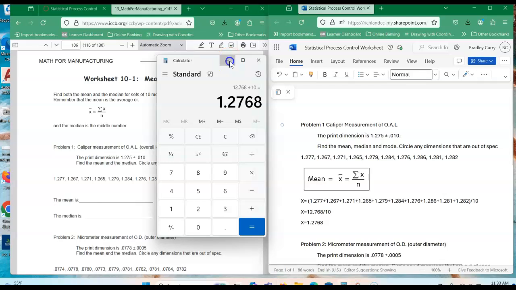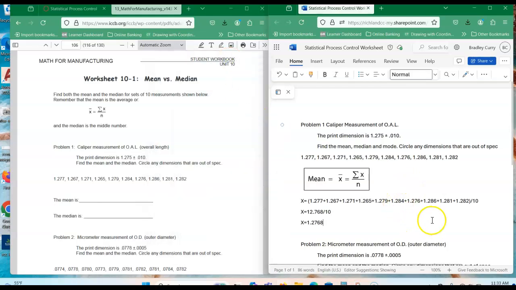All right, now the next part is to figure out both the median and the mode. So we're going to go back and change things around. We're going to go from low to high here. As I take a look at this, I could start out with the lowest number that I have, which looks to be 1.265.